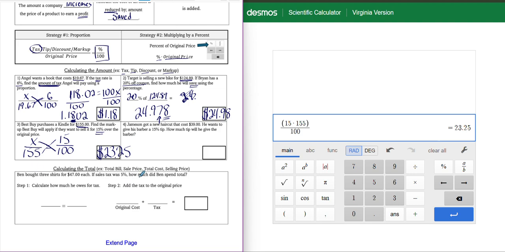All right, one more. We're going to look for how much tip he's going to give his barber. Jameson got a new haircut that cost $39. He wants to give his barber a 15% tip. How much tip will he give his barber?